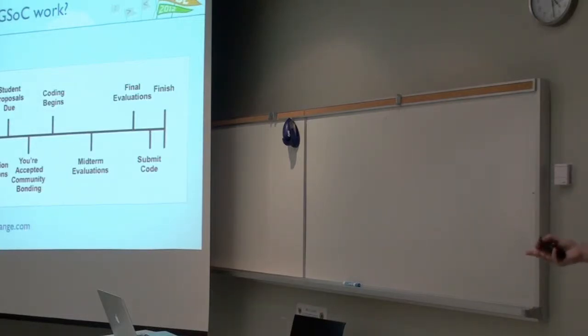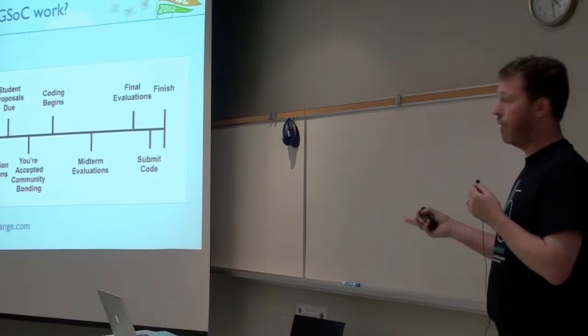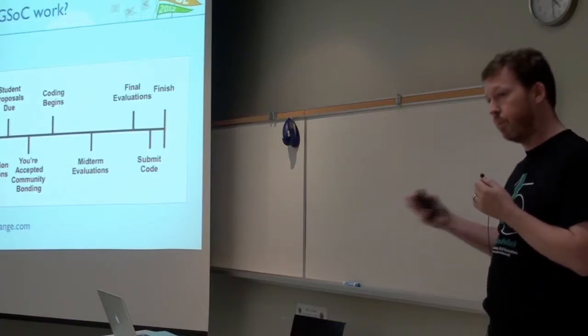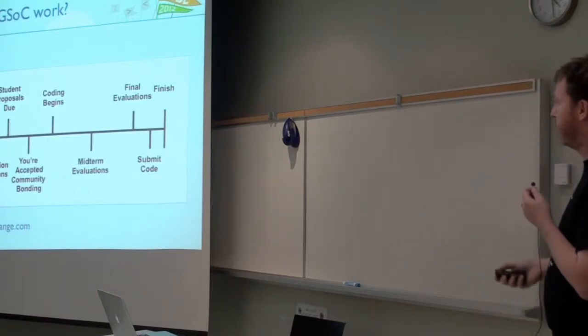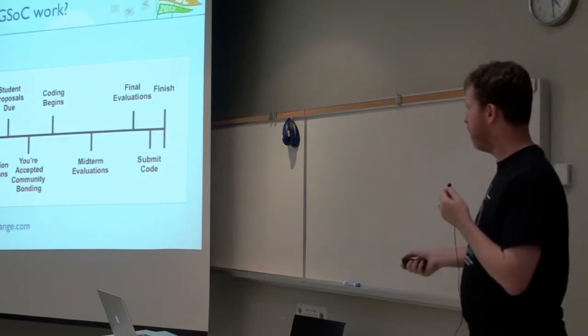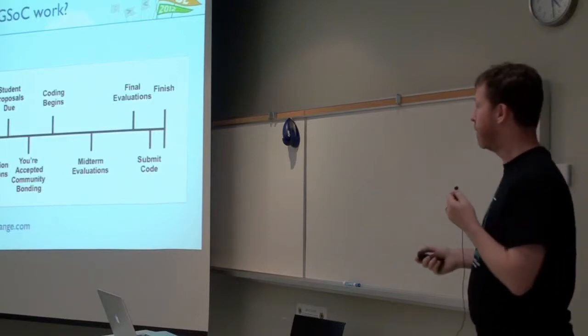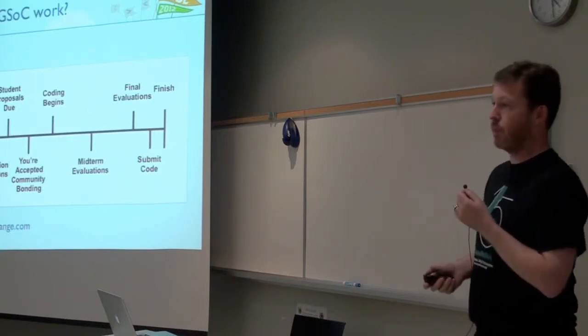We filter through that list, and then we're left with three or four good proposals that we submit to Google. If they're accepted, there's a community bonding step where the mentor and the students interact. And then the coding starts in the summer term.